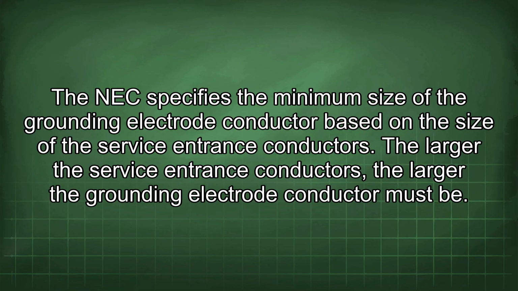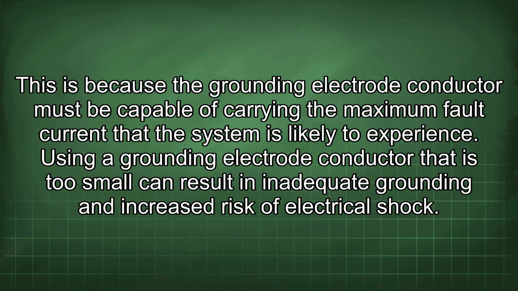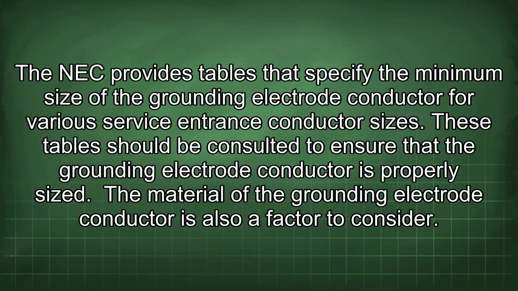The NEC specifies the minimum size of the grounding electrode conductor based on the size of the service entrance conductors. The larger the service entrance conductors, the larger the grounding electrode conductor must be. This is because the grounding electrode conductor must be capable of carrying the maximum fault current that the system is likely to experience. Using a grounding electrode conductor that is too small can result in inadequate grounding and increased risk of electrical shock. The NEC provides tables that specify the minimum size of the grounding electrode conductor for various service entrance conductor sizes. These tables should be consulted to ensure that the grounding electrode conductor is properly sized.